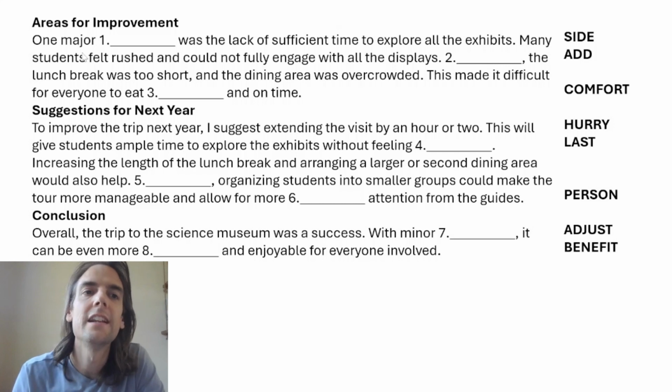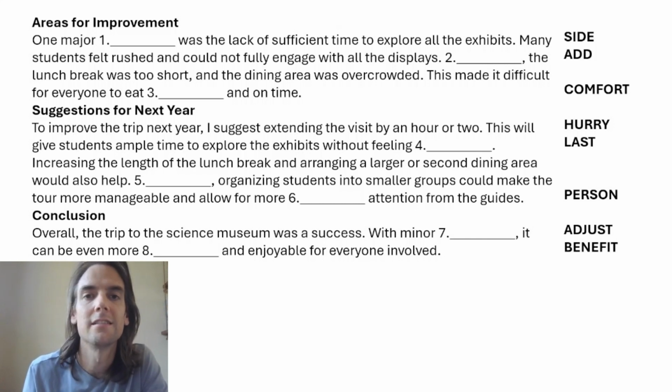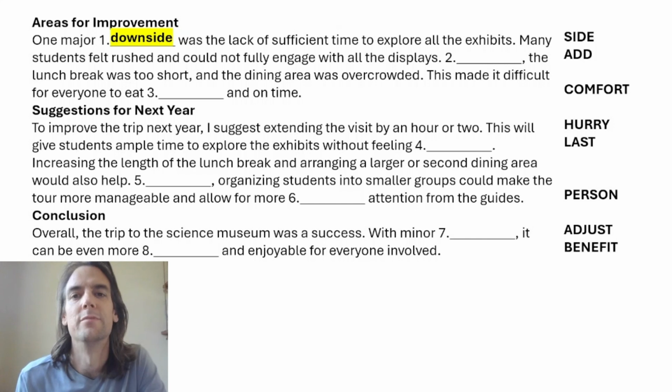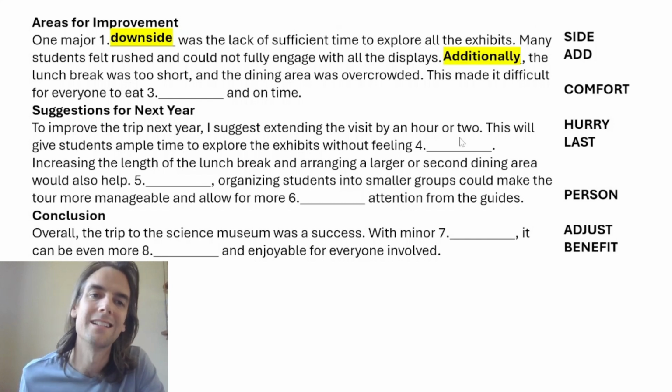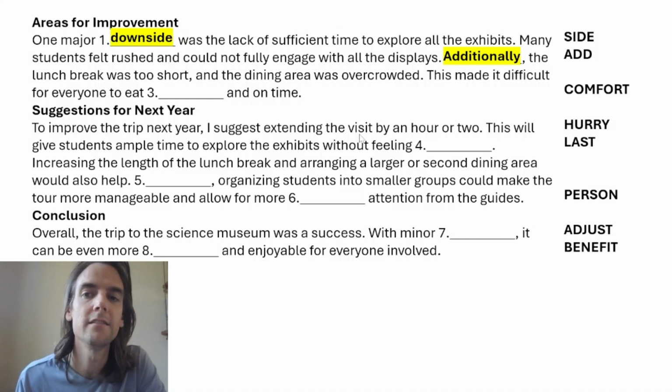Number 1, if it's an area for improvement, we're talking about the bad things, the disadvantages. Another word for that with side, and this is a bit of a difficult one, but it's downside, a disadvantage. Number 2, typical question, we're adding information. We have a comma. This is clearly an introductory adverb. It's additionally. Number 3, again, we're going to need an adverb. How are you eating? Comfortably.